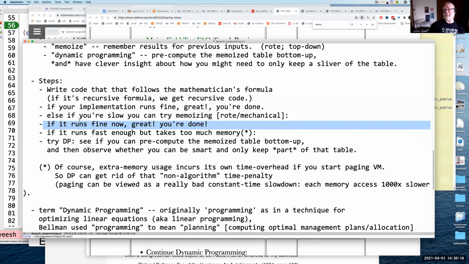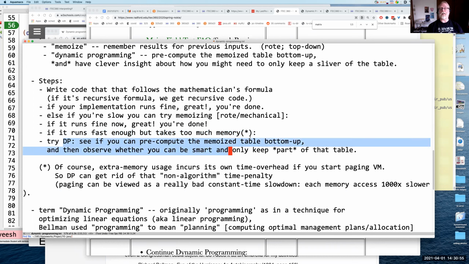Because it might run fast enough, but take too much memory. So if it runs too slow, you're also done, because going from memoized to a dynamic programming answer doesn't really speed you up. If it's running too slow, then gosh, I don't have a good algorithm to solve problems of this instance. Maybe I need a whole other different algorithm. But if it runs fast enough, but it's just chewing up a huge amount of memory, then go and try dynamic programming. This requires cleverness.